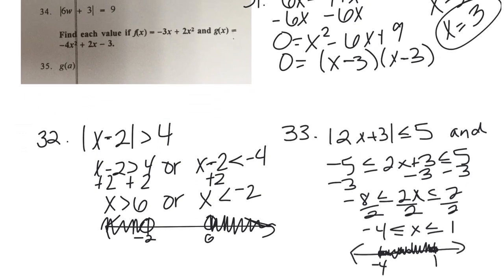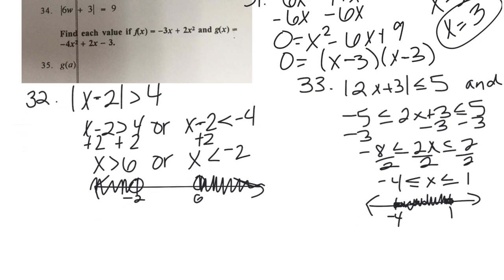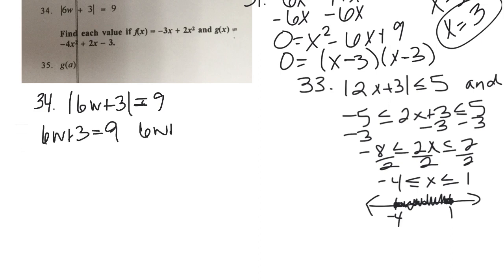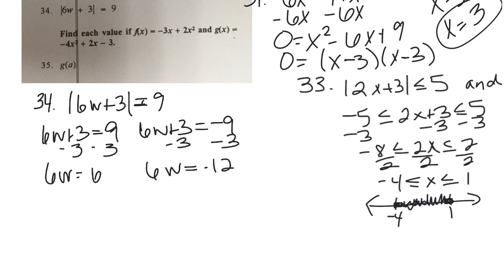Number 34 is an absolute value equation. Absolute value of 6w plus 3 equals 9, so we write our two equations. 6w plus 3 equals 9. 6w plus 3 equals negative 9. Minus 3. So 6w equals 6. 6w equals negative 12. Divide by 6. And w equals 1. And w equals negative 2.